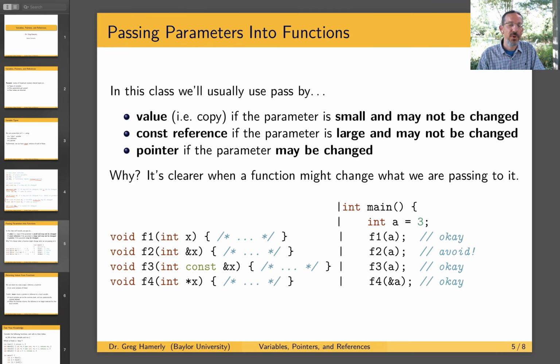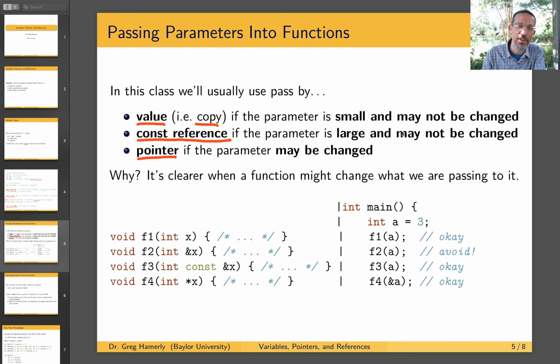Now, in this class, I want to bring up this convention that we're going to use for passing parameters into functions. In this class, we'll usually pass parameters by one of 3 ways: value, which is also known as copy, const reference, or pointer. We'll use others on occasion where we're forced to, but wherever possible, we'll use only these 3. We'll use pass by value if the parameter is small and may not be changed by the function. We use pass by const reference if the parameter is a large object and may not be changed.